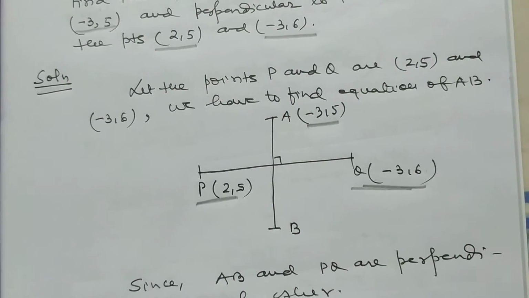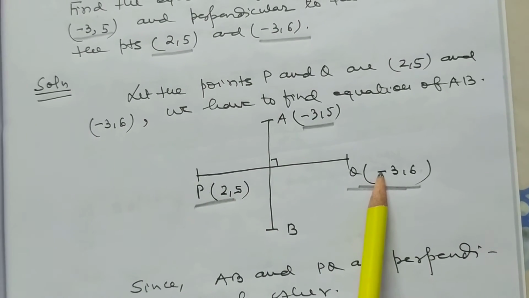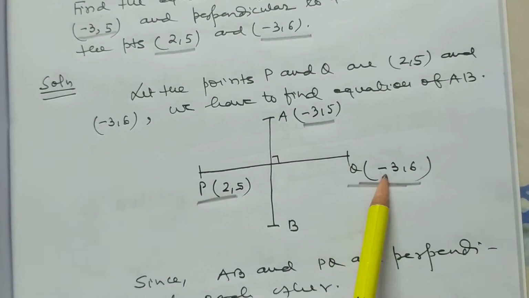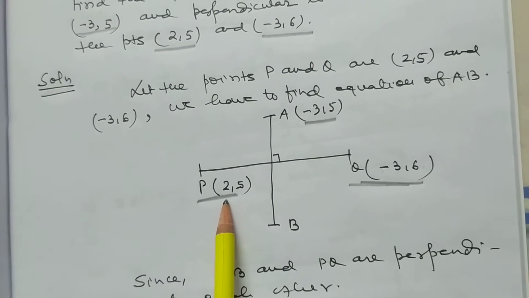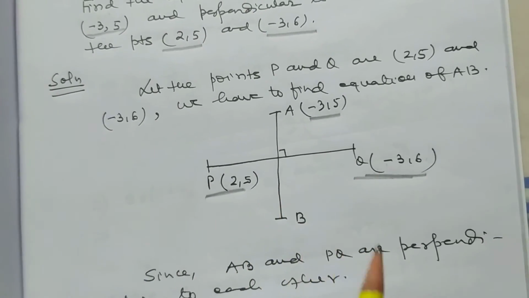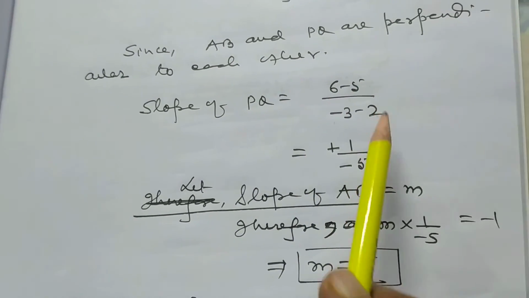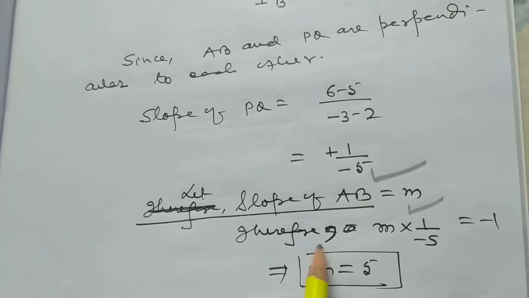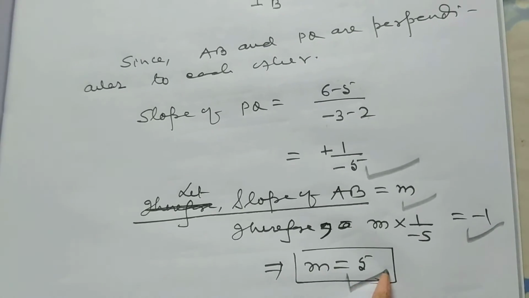As I have told earlier, to get the equation of a straight line, we should have the slope and the coordinate of a point. Since PQ and AB are perpendicular, we know that if two lines are perpendicular to each other, then the product of their slopes is minus 1. So the slope of PQ is equal to (6 minus 5) by (minus 3 minus 2), that is 1 by minus 5. Let the slope of AB be m. Therefore, m into 1 by minus 5 is equal to minus 1, that is m is equal to 5.